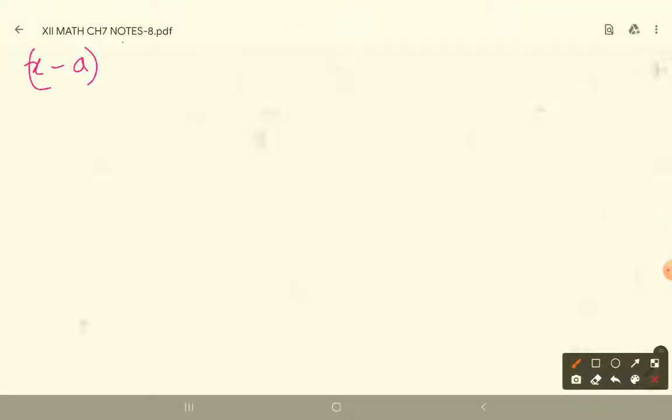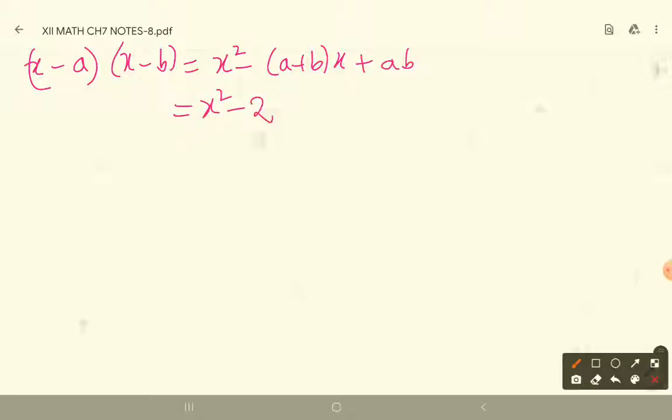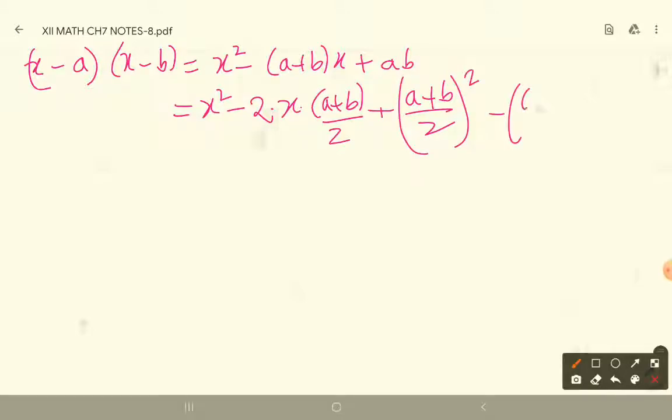(x minus a) into (x minus b) can be written as x square minus (a plus b) into x plus ab. So first it is x square minus 2 into x into (a plus b) by 2. If I do this, I get balancing and x into (a plus b) will come. But I have to add (a plus b by 2) whole square and subtract (a plus b by 2) whole square, so that for balancing, plus ab.